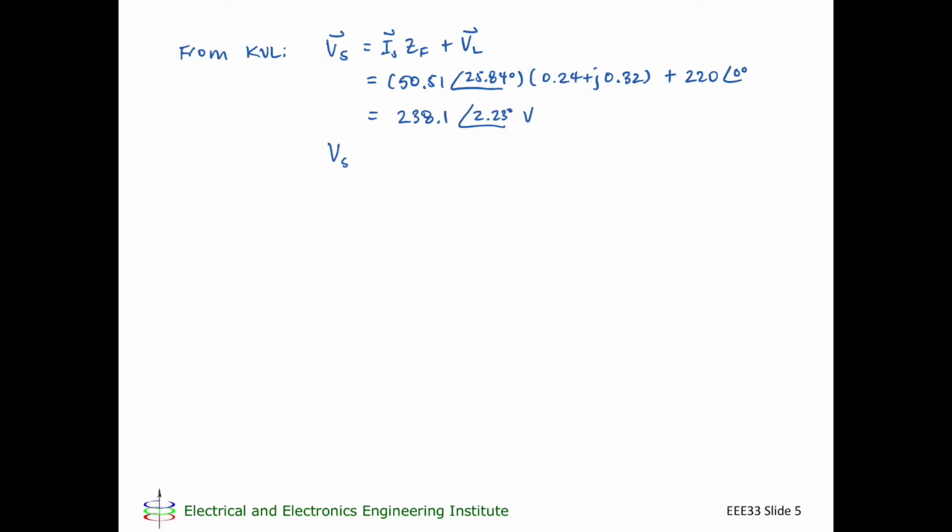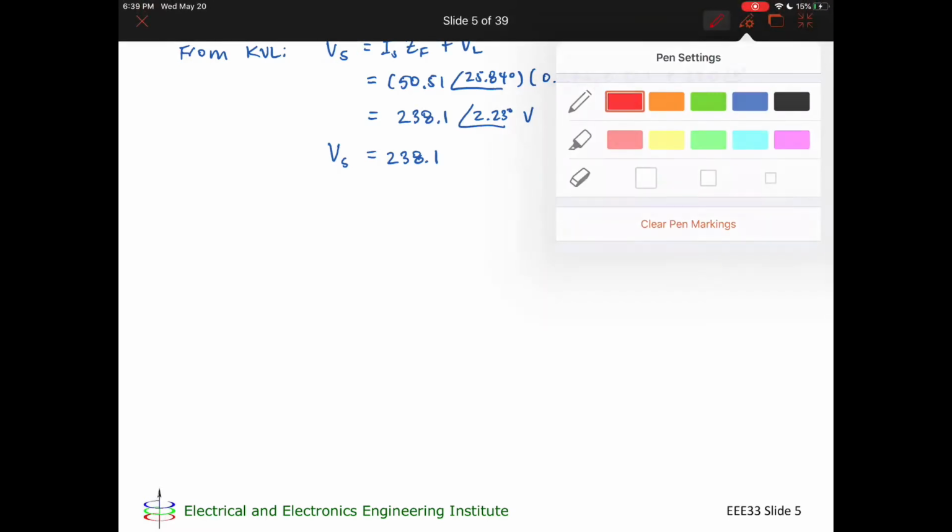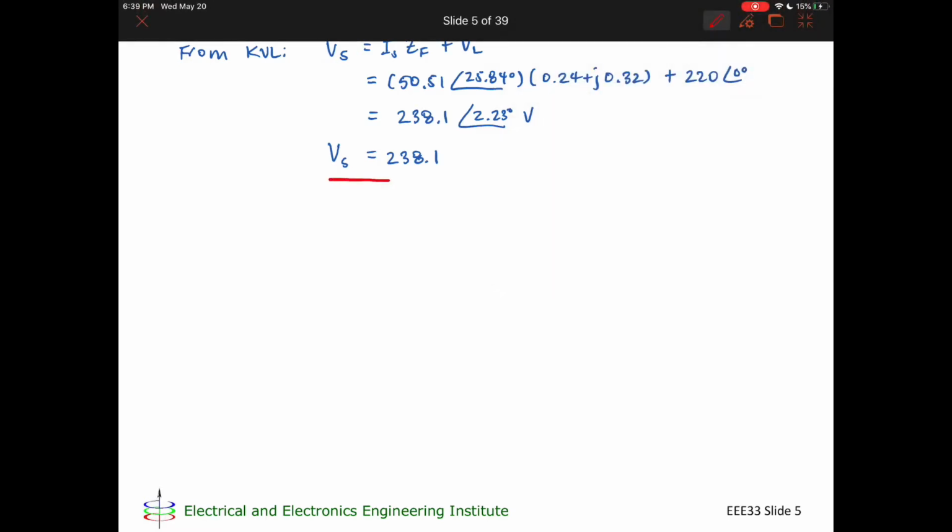The RMS value of the phasor V sub S is 238.1. So this is the answer to my first unknown.